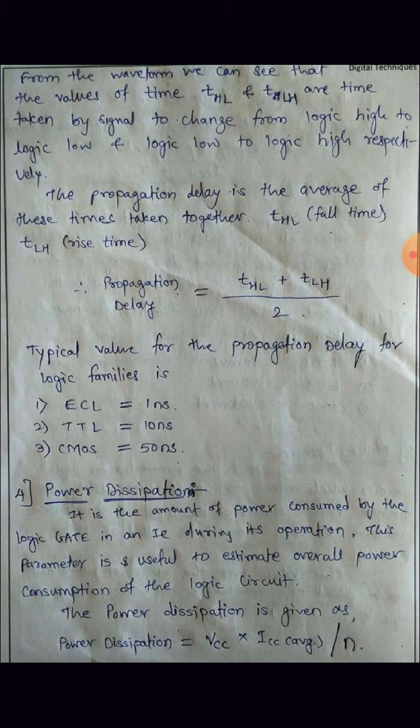Next characteristic is power dissipation. Now see the definition. It is the amount of power consumed by the logic gate in an IC during its operation. This parameter is useful to estimate the overall power consumed by the logic circuit. Power dissipation is equal to VCC, the power supply, times ICC average.